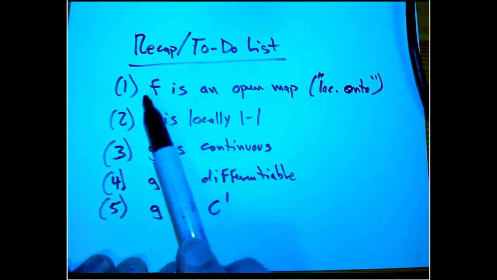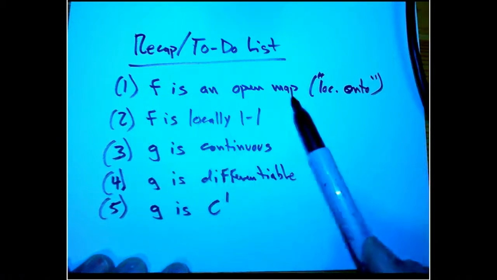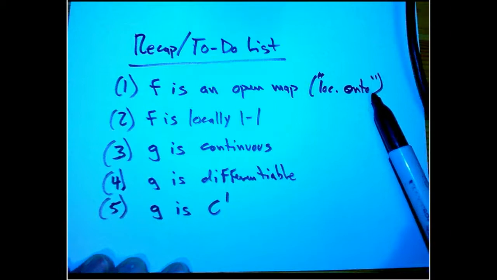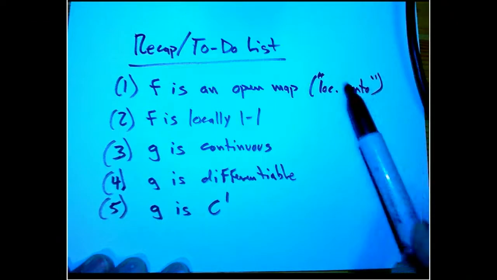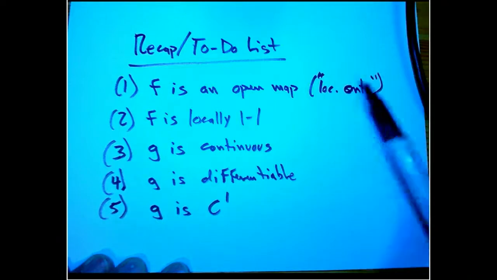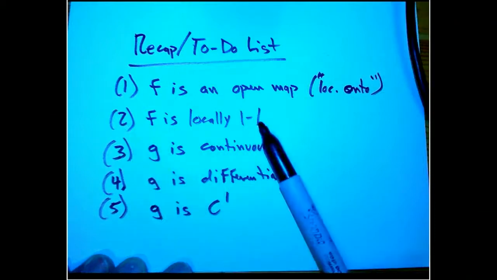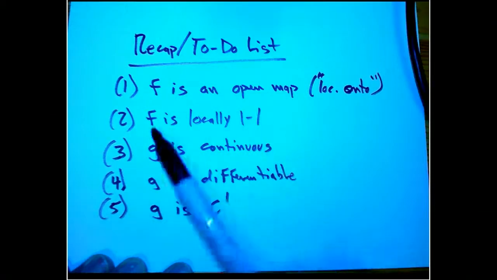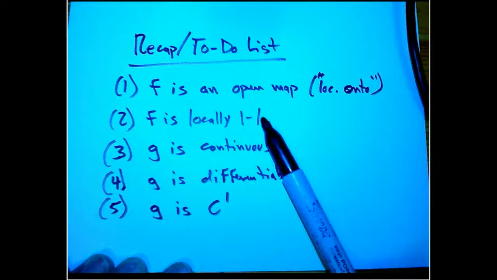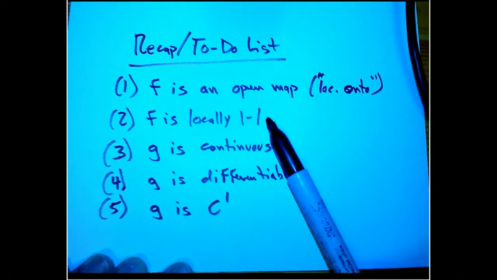That deepest part is going to be F being an open map. In other words, roughly speaking, it's locally onto. That it goes in all directions at all points, at least a little ways. Second thing we'd like to know is F is locally one-to-one. That has to be true if we're going to invert it at all. It's the weakest thing we can imagine for it to be locally invertible.